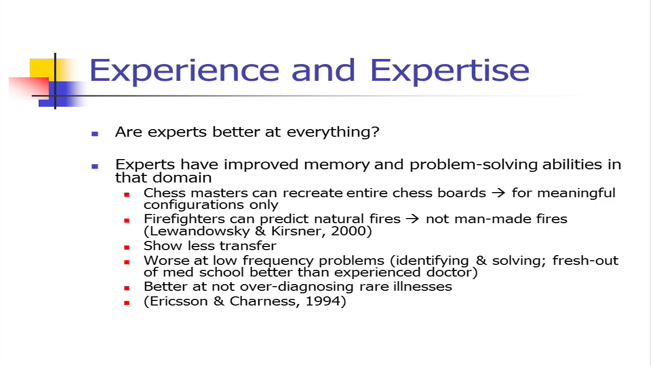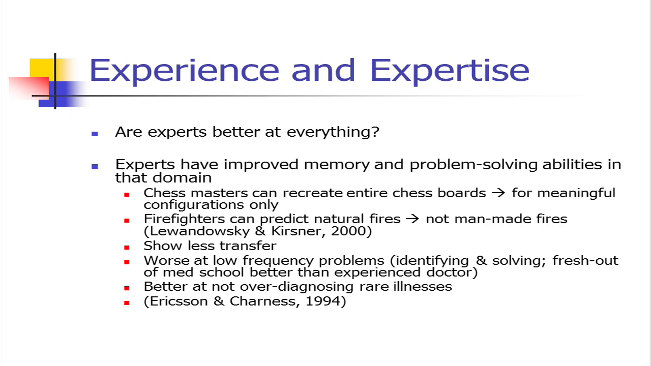There's kind of this idea that experts are going to be better at everything, right? That's kind of a prediction that you might have. It turns out they don't, right? They're not better at everything. They're better at specific things, and there's actually some things where they're going to be worse, okay? So experts have improved memory and problem-solving abilities in that domain, okay?